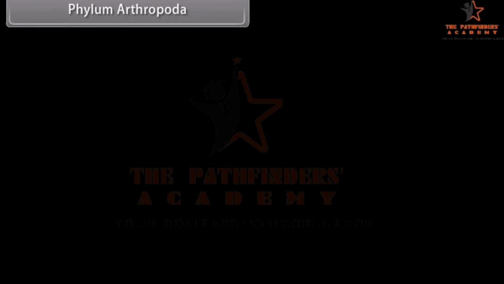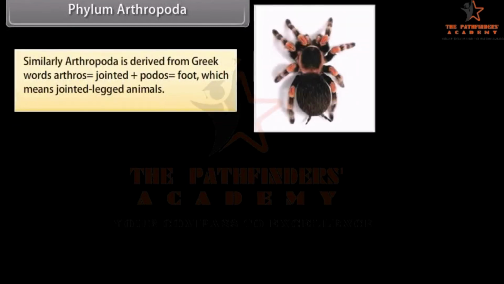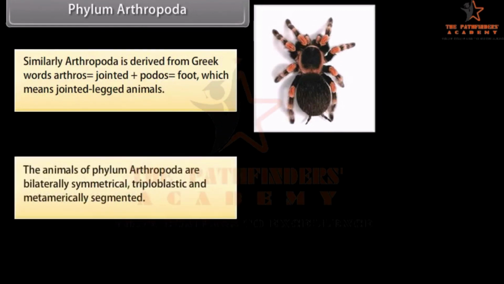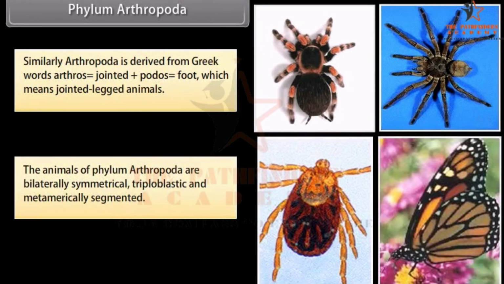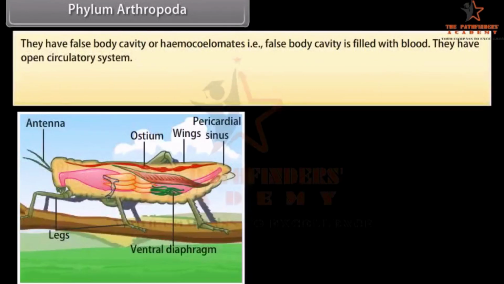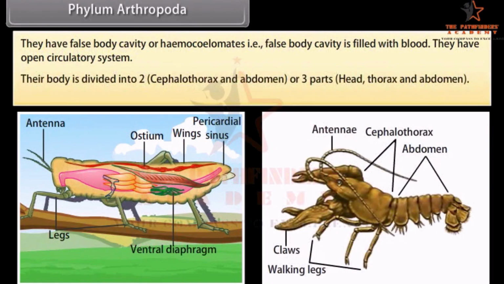Phylum Arthropoda. Similarly, Arthropoda is derived from Greek words arthros, which is jointed, plus podos, which is foot, which means jointed-legged animals. The animals of phylum Arthropoda are bilaterally symmetrical, triploblastic, and metamerically segmented. They have a false body cavity, or are hemocoelomates, that is, false body cavities filled with blood. They have an open circulatory system. Their body is divided into two parts, cephalothorax and abdomen, or three parts, head, thorax, and abdomen.